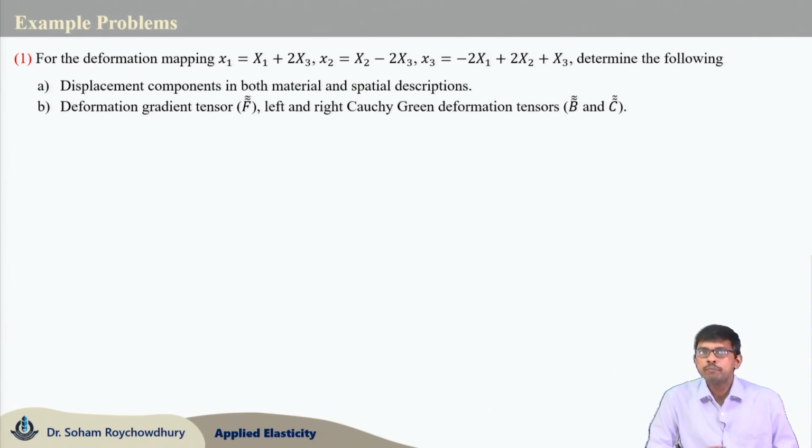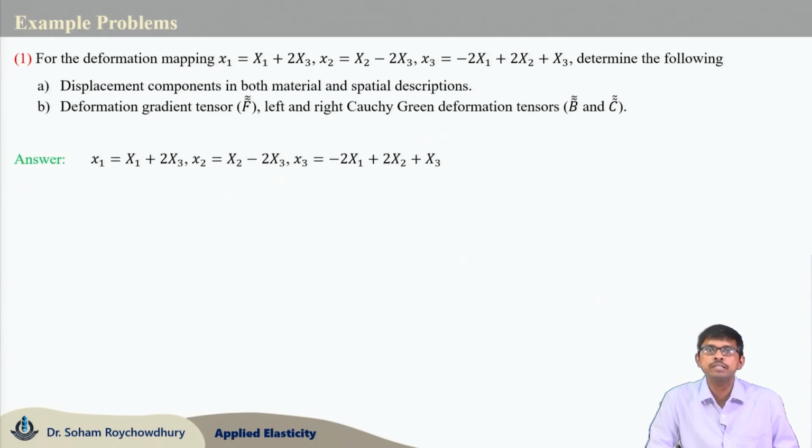solve a few example problems. So, let us consider this deformation mapping: x1 is equal to X1 plus 2 X3, x2 is equal to X2 minus 2 times X3, x3 is minus 2 X1 plus 2 X2 plus X3. You need to determine the displacement components in both Eulerian and Lagrangian formulation. You also need to determine the F, C and B tensors.